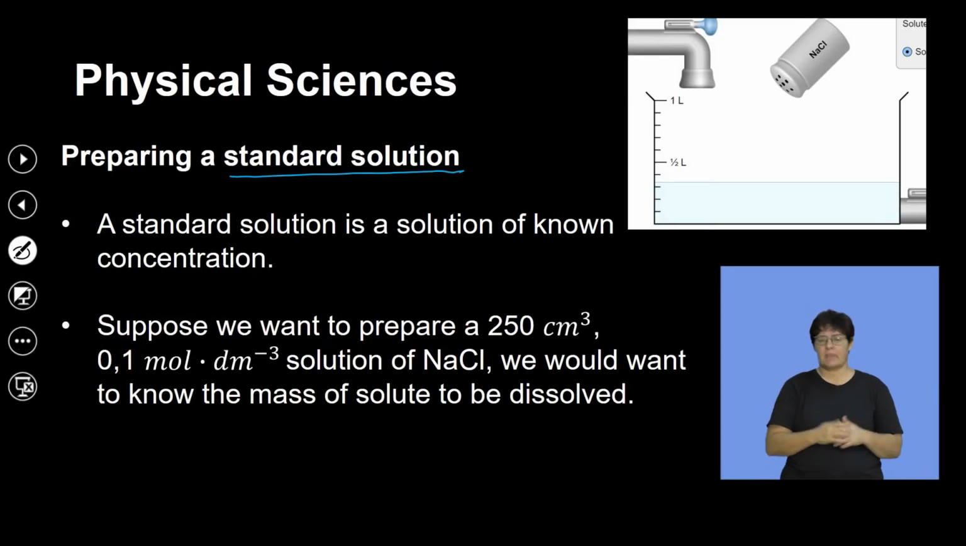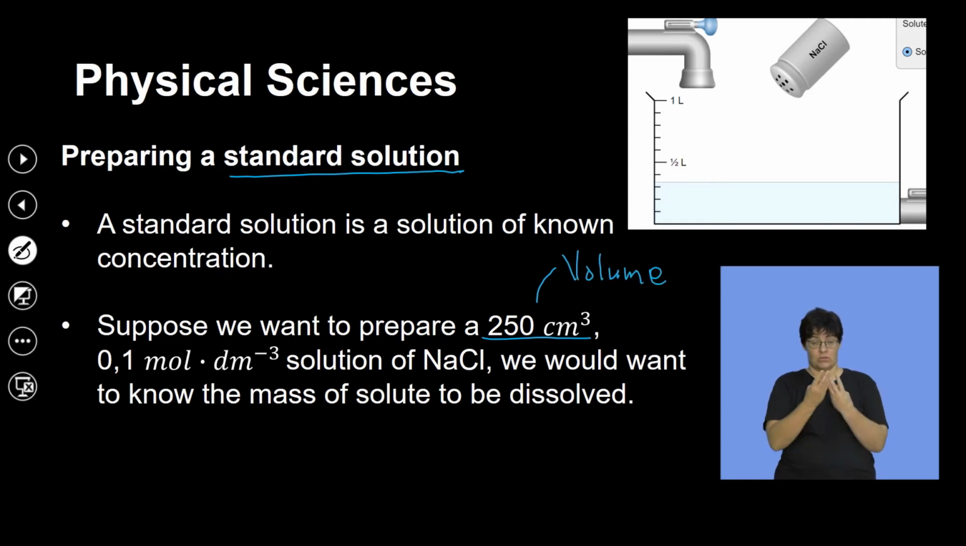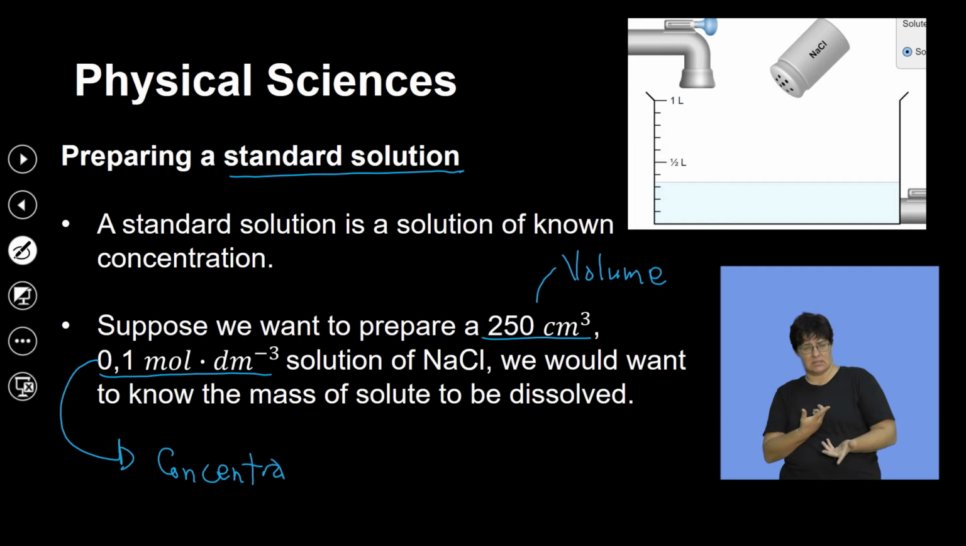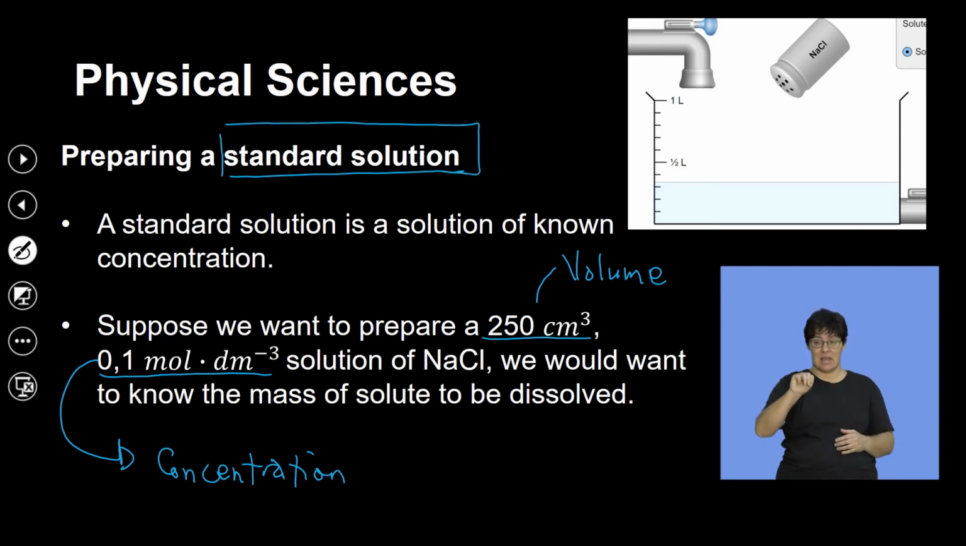Now, suppose, for argument's sake, we want to prepare this volume, 250 cubic centimeters. That's the volume of solution, of this concentration, 0.1 mole per cubic decimeter of sodium chloride. We want to know the mass of the solid to be dissolved so that we get that concentration for that volume. Do we know the concentration of the solution? Yes. If we know the concentration, which is 0.1 moles per cubic decimeter, then it simply means that solution can be described as a standard solution.